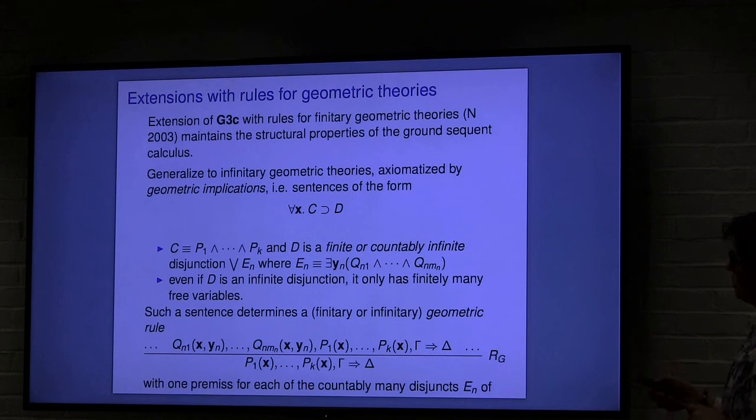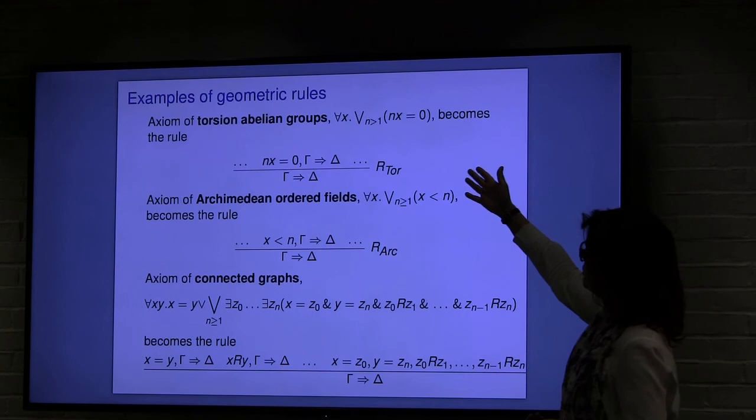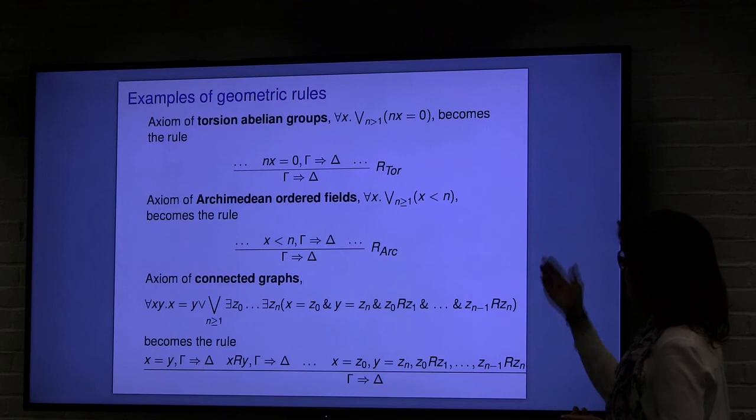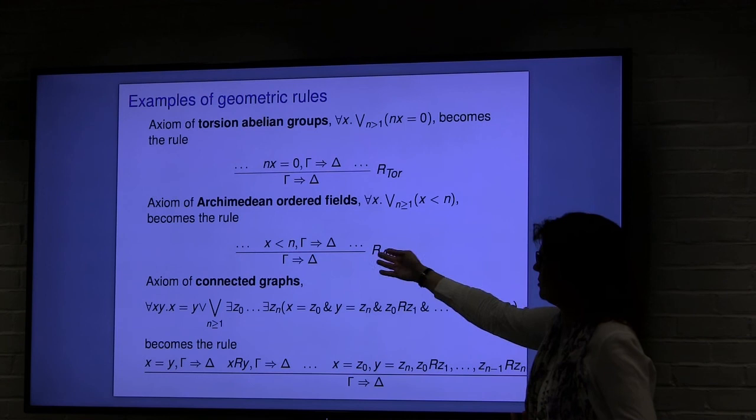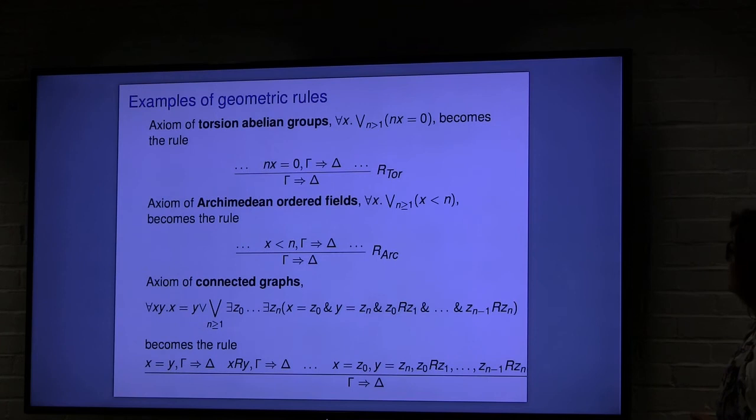And so, to show you how these rules work in practice, for example, the axiom of torsion of Abelian groups will give this rule with infinitely many premises. Archimedean fields will give this rule, one premise for each natural number n. The axiom of connected graphs gives this rule, one rule for each length of the path.